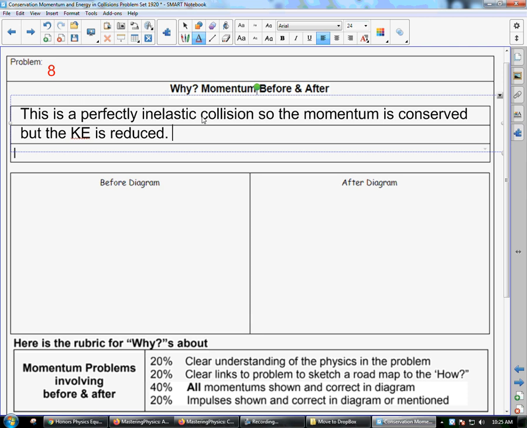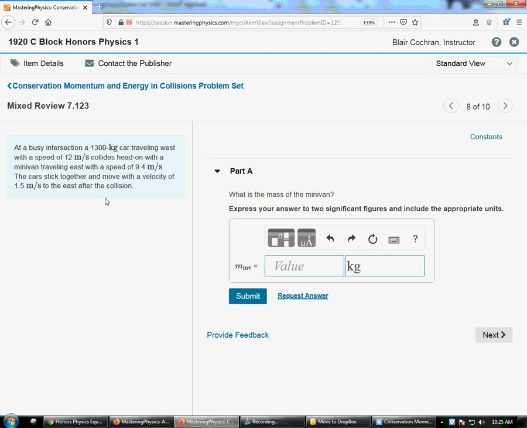And remember, we can either talk about the impulses or we can draw them in, right, as part of our why, but we need to realize some things about the impulses. How does the impulse on the car compare to the impulse on the minivan? Any thoughts? The impulse on the car, how does it compare to the impulse on the minivan?